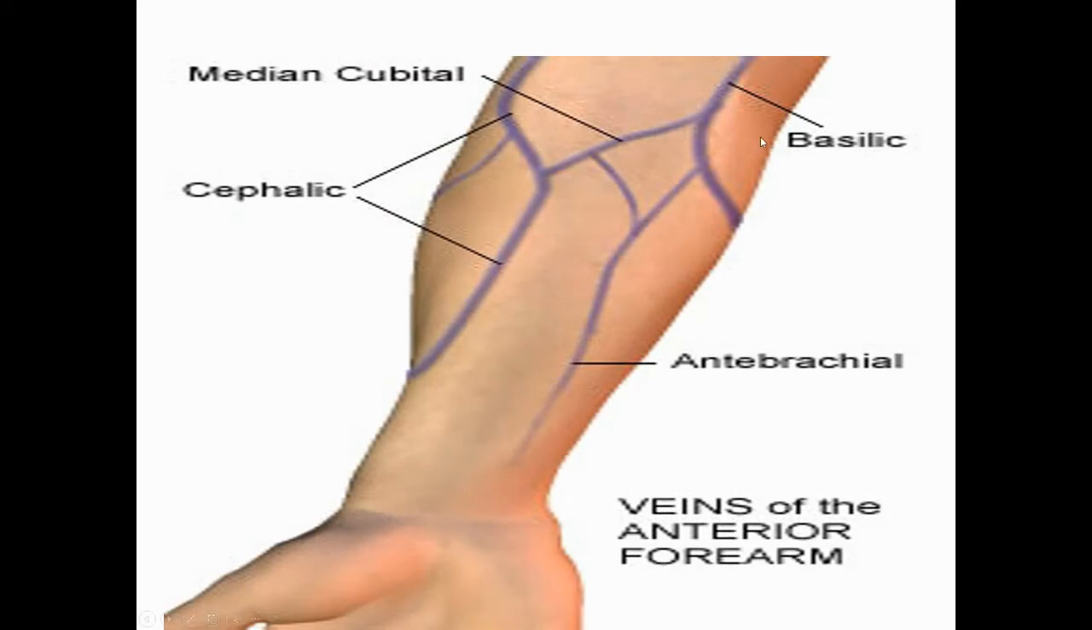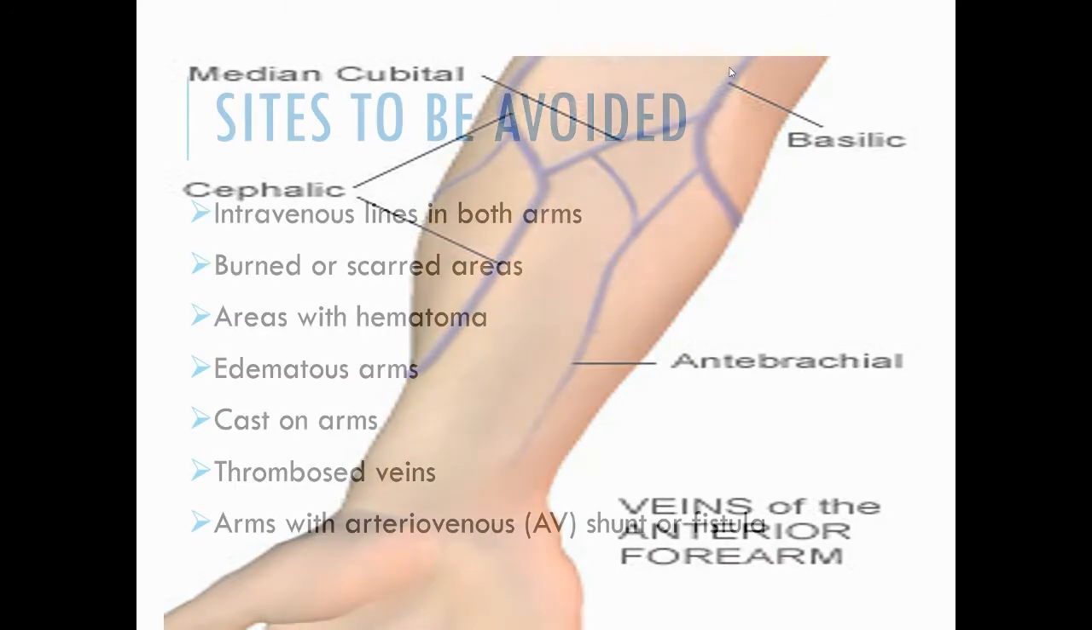So the basilic is the vein closest to you. If you place your arm near your body, the basilic vein is the vein nearest to you, the median cubital is the one in the middle, and the cephalic is the vein away from you. So these are the veins of the anterior forearm, or this is the antecubital fossa.